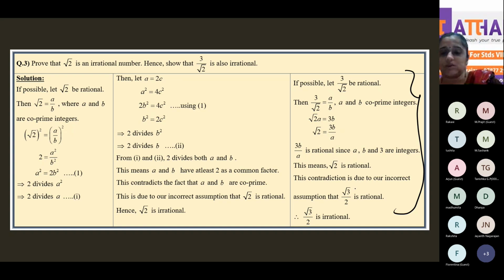Okay, so here alone there's a typing mistake, children. This one is 3 by root 2, as in the question. It's 3 by root 2. It's not root 3 by 2. It's 3 by root 2.